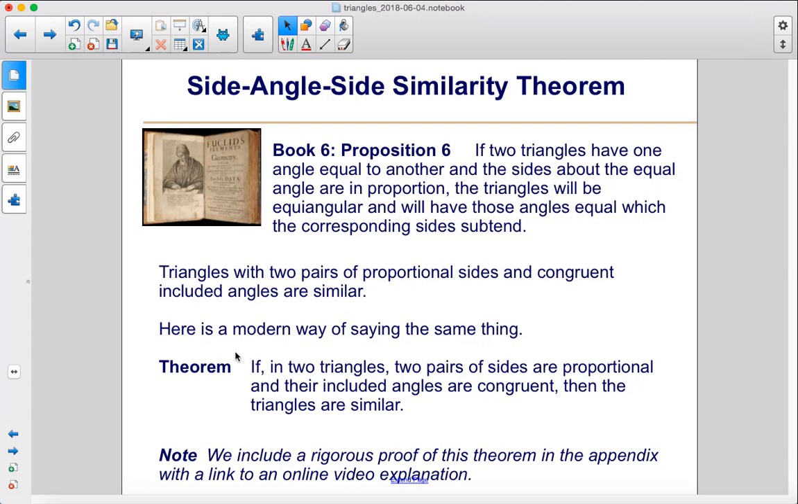Here's a modern way of saying the same thing. If, in two triangles, two pairs of sides are proportional and their included angles are congruent, then the triangles are similar. Note, we include a rigorous proof of this theorem in the appendix with a link to an online video explanation.